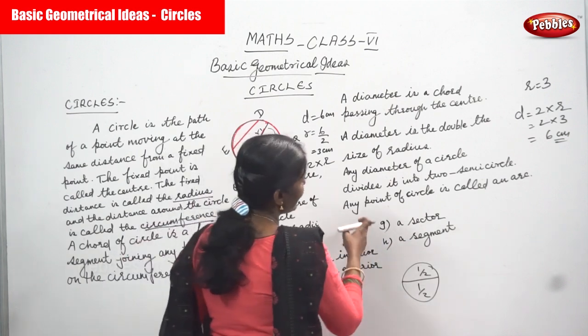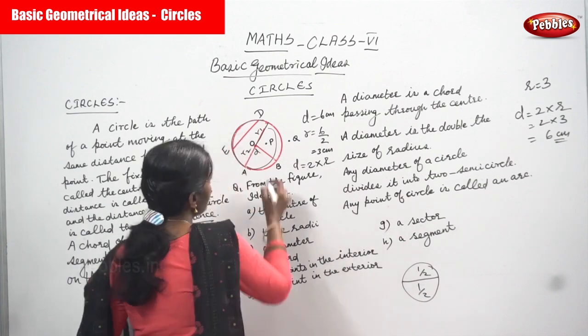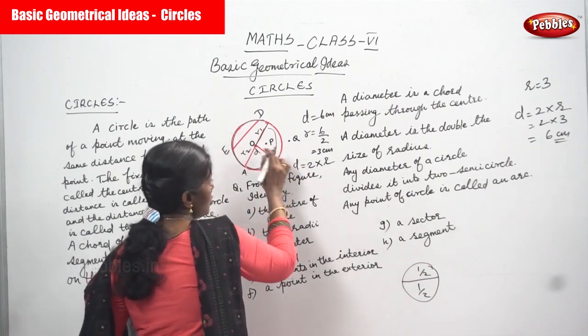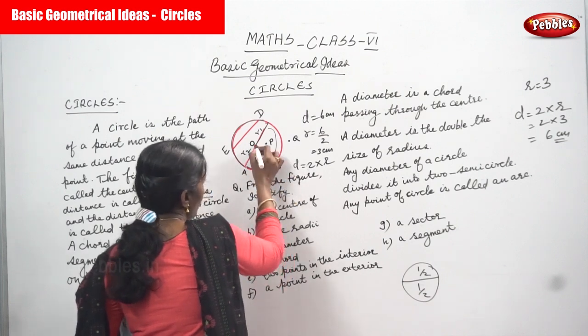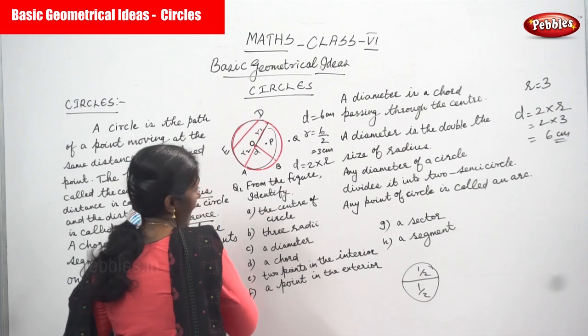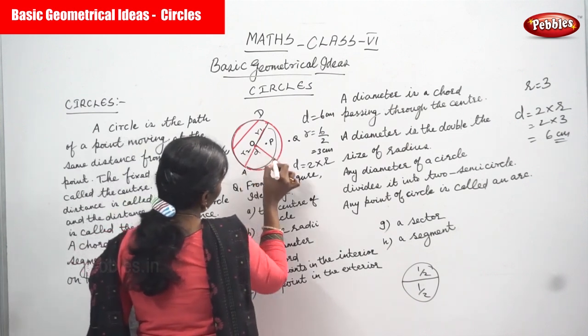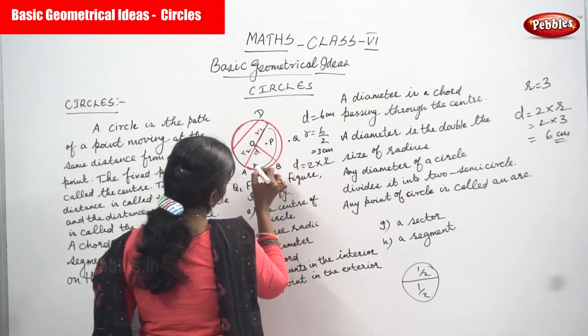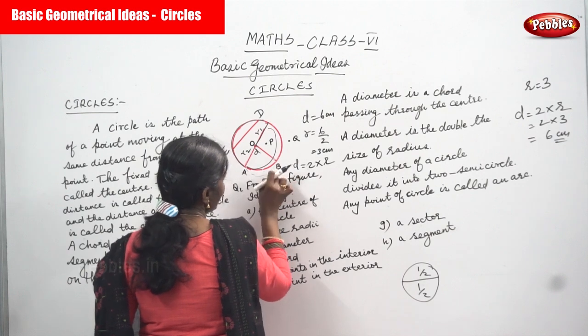And after that, what? Any point of a circle is called an arc. Okay, any point of a circle. We can draw the line as B. Any point of a circle. So this is a point of a circle, OB. This is nothing but is called an arc. So arc means this is OB. Because of B only we can get OA and OB and AB. So we can also get this AB is an arc.